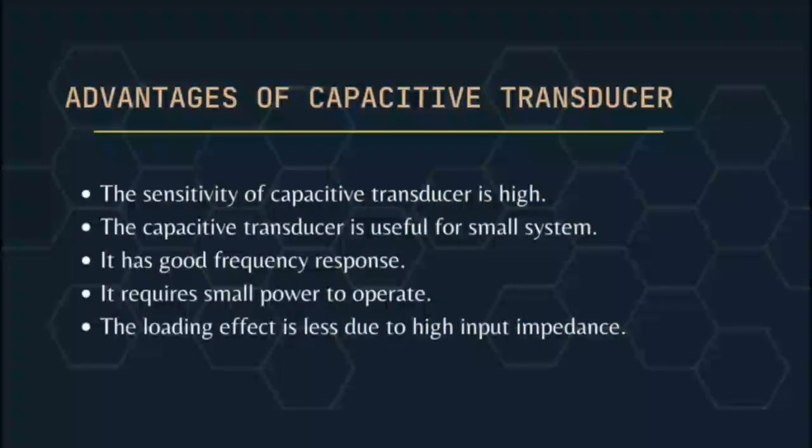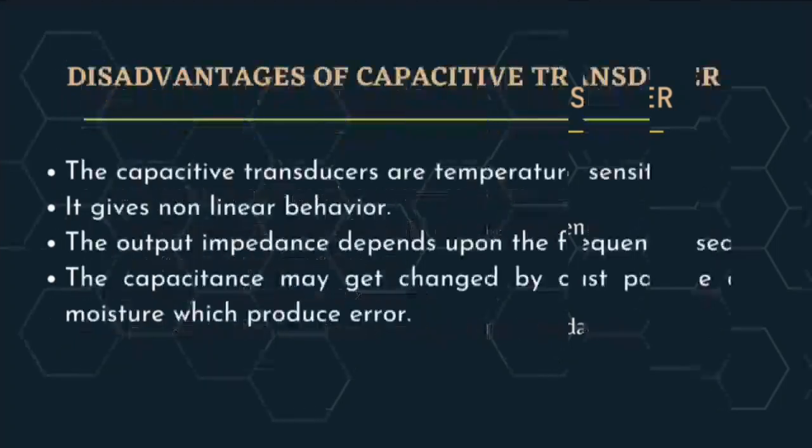Advantages of capacitive transducer. The sensitivity of the capacitive transducer is high. The capacitive transducer is useful for small systems. It has good frequency response. It requires more power to operate. The loading effect is less due to high input impedance.